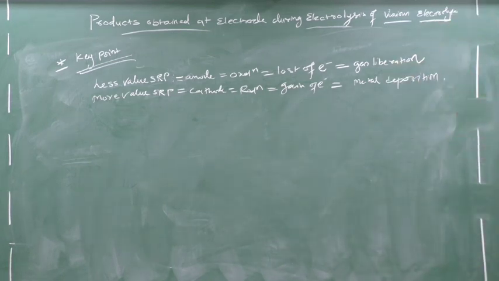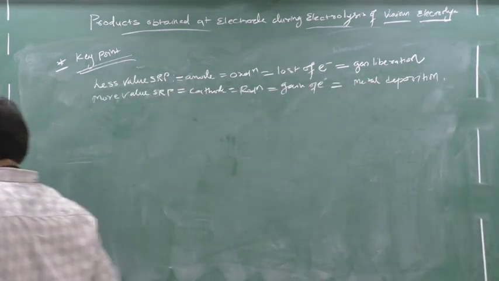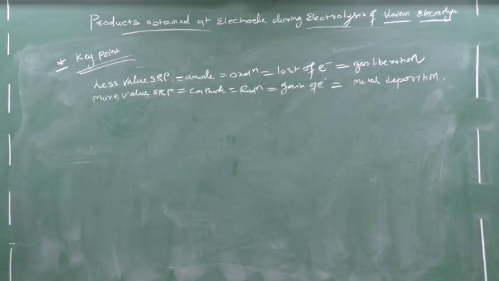So lesser the value of SRP, anode. At anode, oxidation occurs, loss of electron, gas liberation. More value of SRP, cathode, reduction occurs, gain of electron and metal deposition. Please remember this, write it down, then we will start the problem. Okay, now see here.